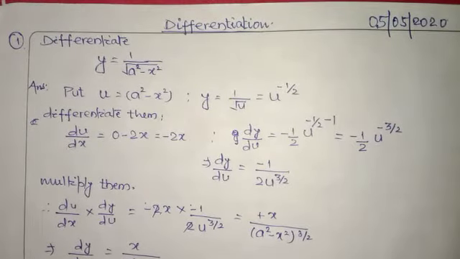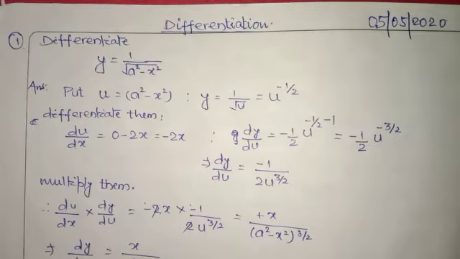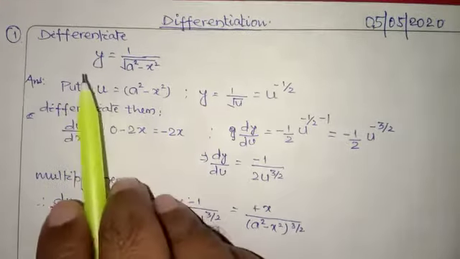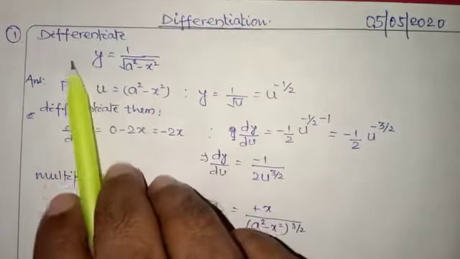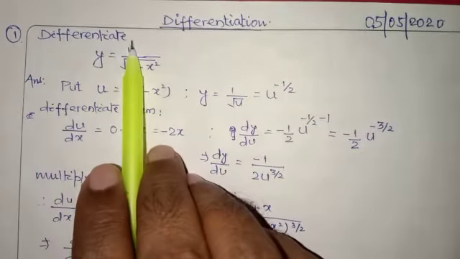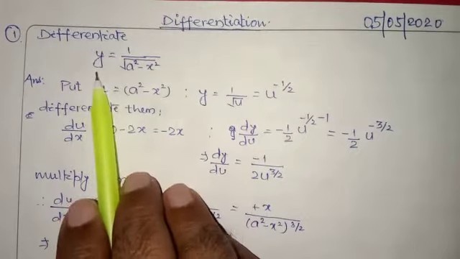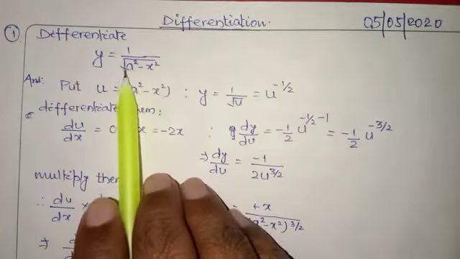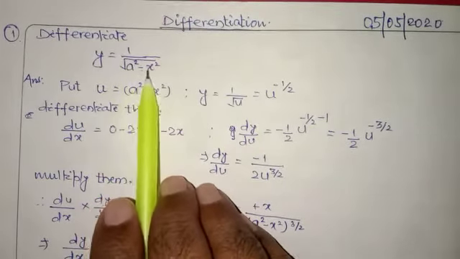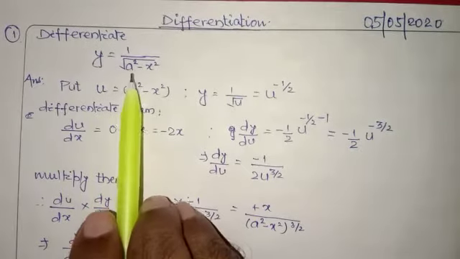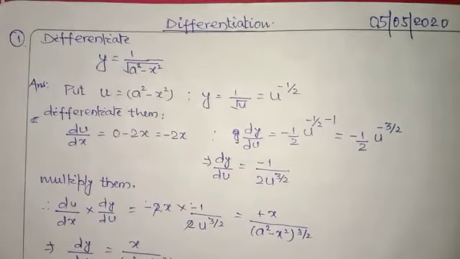Today I am here with some more problems from differentiation. See the first one. Differentiate, which means to find dy by dx when y is equal to 1 upon under root a square minus x square. So this is another type of problem.